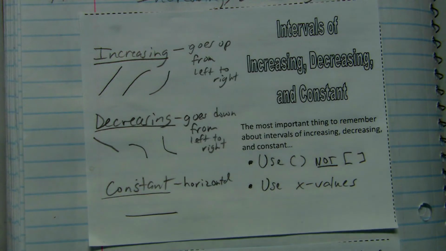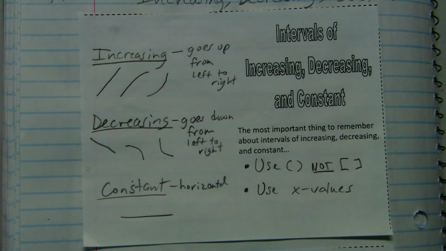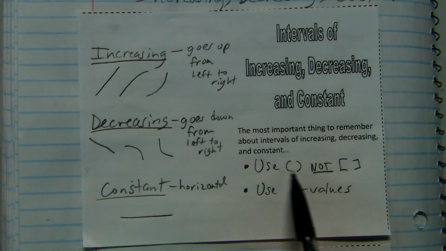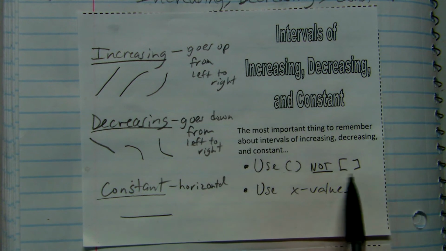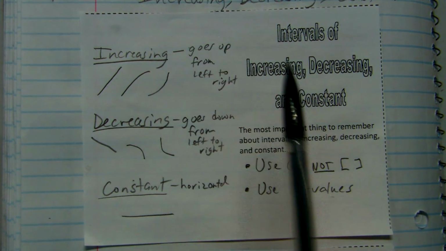Okay, so we are talking about intervals of increasing, decreasing, and constant on a function. So we just talked about the most important things when we talk about each interval. We're going to use parentheses for everything, not square brackets, and we're using the x values to describe.